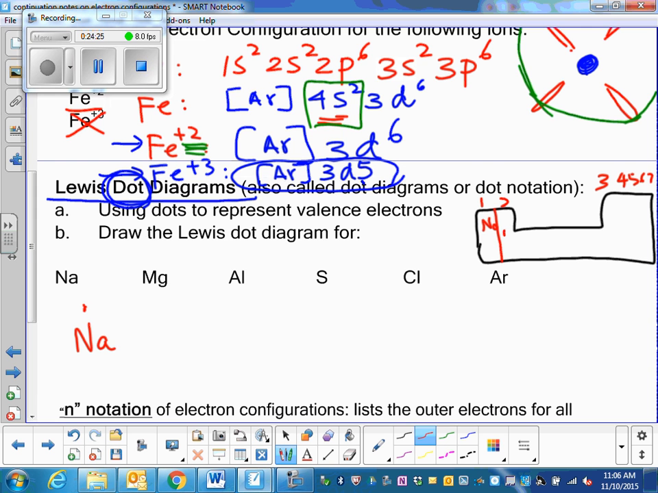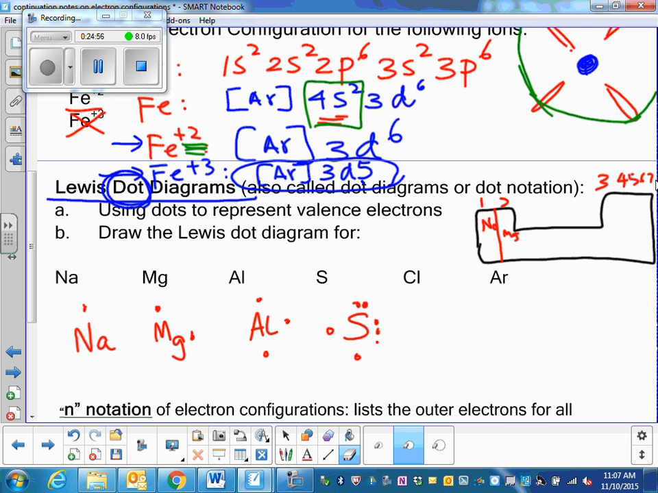Magnesium falls in group 2. What is the Lewis dot structure for magnesium? 1, 2. You choose the 12 o'clock, 3 o'clock, 6 o'clock and 9 o'clock positions. Aluminum is in group 13. How many valence electrons? 3. Sulfur is in group 16, so it has 6 valence electrons. 1, 2, 3, 4, 5, 6. You double up, all right? These two should be shown single, all right?